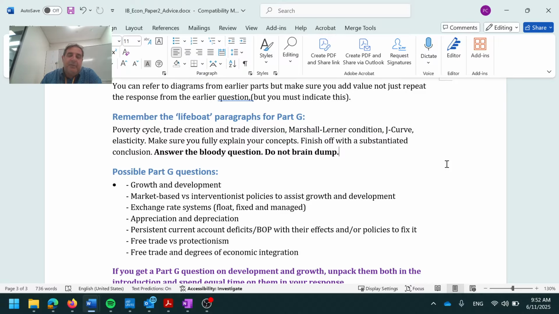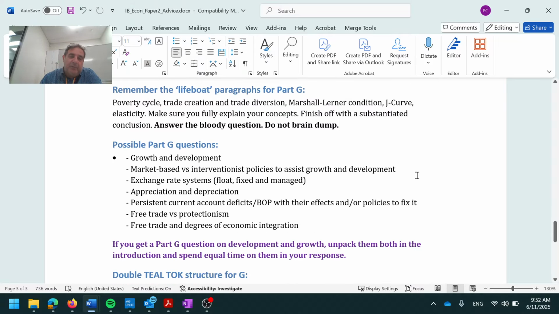Possible Part G questions. Look, highly likely you'll get one on growth and development. You might get 2 on growth and development. You might get one on growth. You might get one on development. It might be a policy or set of policies that will promote growth and development. It might be with regards to the impact of policies on growth and development, but I'm pretty sure you'll get at least one.